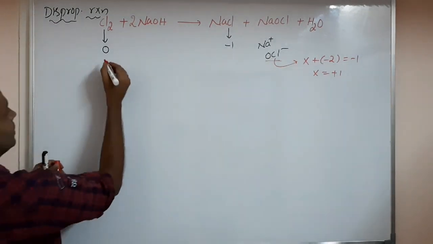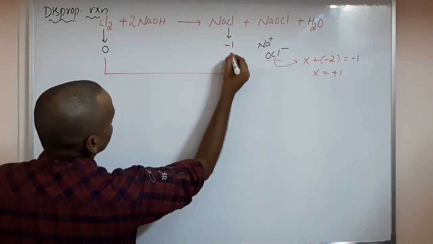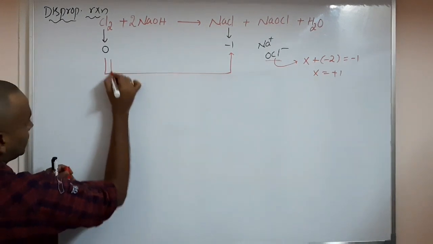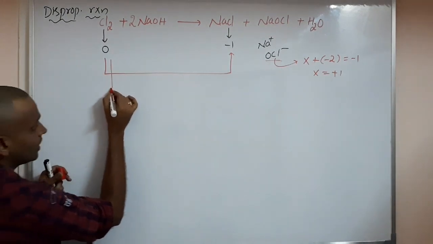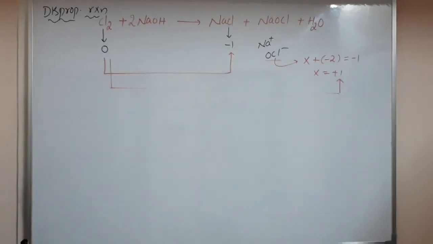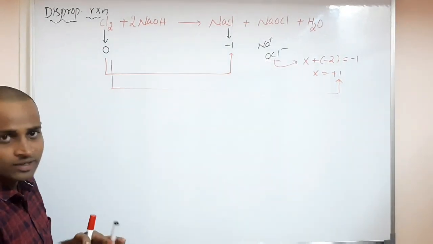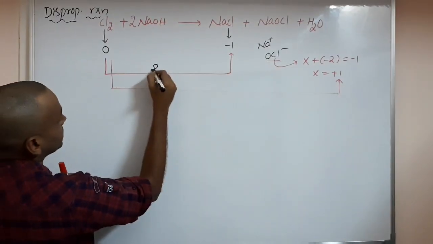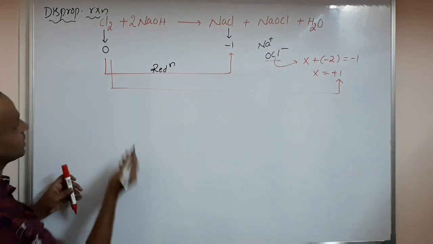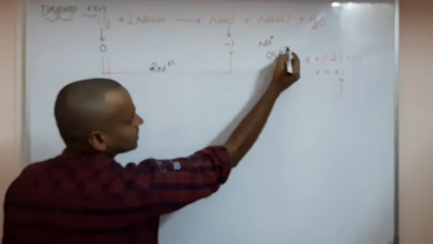So what you observe is that chlorine oxidation state changed from 0 to -1 in one case, and from 0 to +1 in the other. So 0 to -1 means the oxidation state reduced. So this is reduction. Oxidation state changed from 0 to +1. Here, chlorine oxidation state, understood.